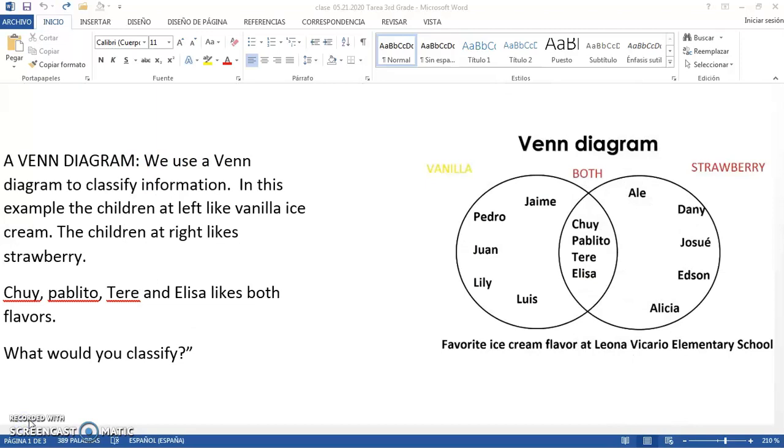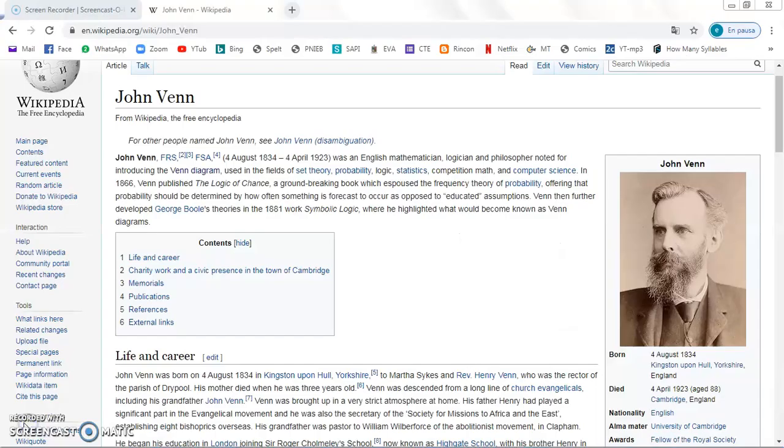Very good. This is the next type of diagram. It's called Venn diagram. Why is it called Venn diagram? Well, because they were created firstly by this person, John Venn, around 1880. He was an English mathematician, logician, and philosopher, so he introduced the Venn diagram.